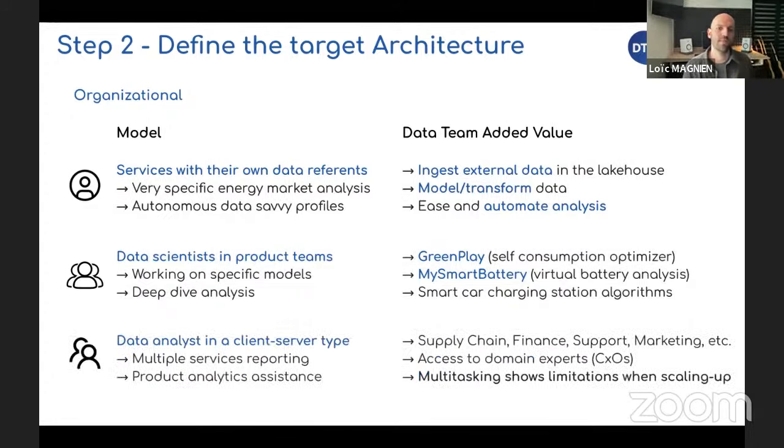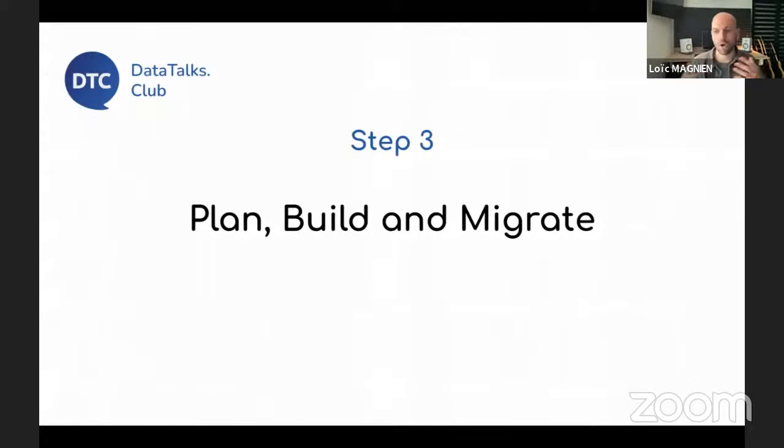And the last one is when you have a data analyst that is working in a sort of client-server relationship with the different services. So, for example, the supply chain will request a report, and we will find the data and do the report. And this is more of a client-server setup. One thing with this is you end up multitasking a lot. So it shows limitation when you are scaling up in terms of organization, this very centralized data analyst with a client-server type of organization. So these are the different examples that you can expect of how your data team is going to work with the rest of the enterprise.